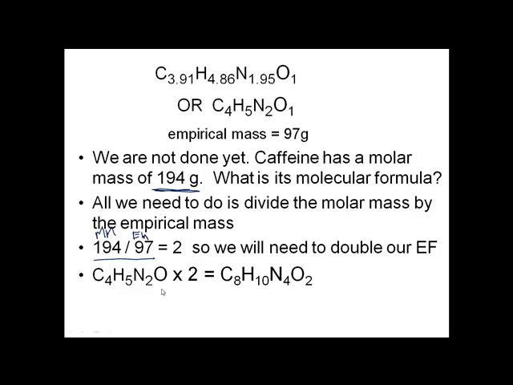Make sure we double everything. Again, there is a 1 here. We don't write it, but make sure you don't leave that as just O. So we get C, multiplied by 2, C8H10N4O2.